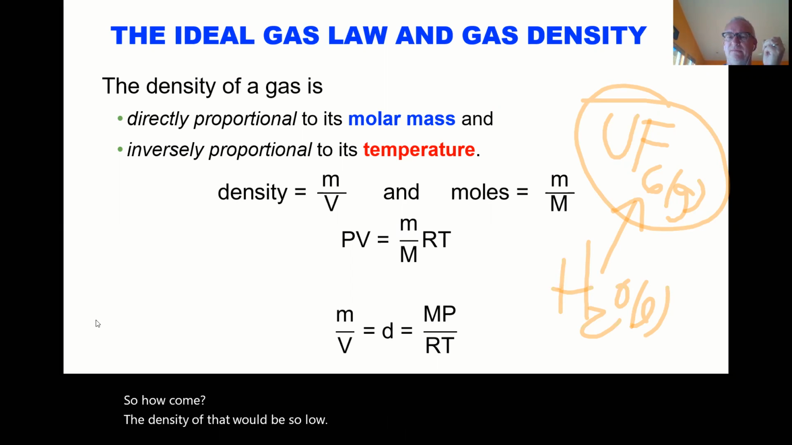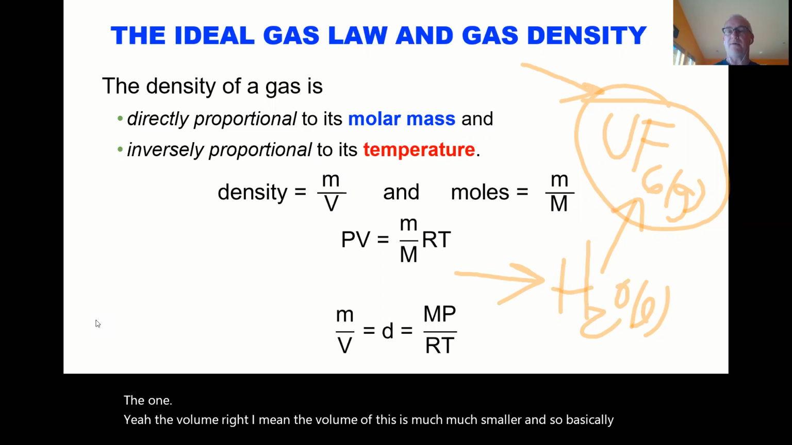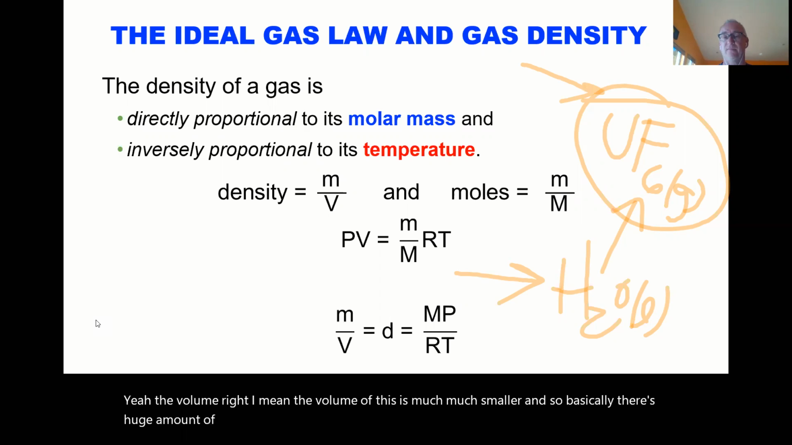The volume? When we have a big number on the top and a big number in the denominator, when you divide, it's going to be small. Yeah, the volume, right. I mean, the volume of this is much, much smaller. And so basically, there's a huge amount of empty space.